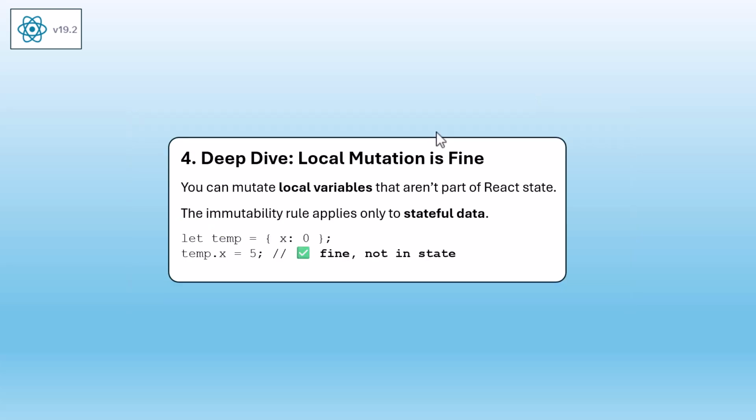4. Deep dive. Local mutation is fine. There's an exception worth noting. If you're working with a temporary variable inside your function, something that's not stored in state, then mutating it is perfectly fine. The rule about immutability applies only to objects that are stored in React state. Once something is part of your state, you must treat it as read-only.